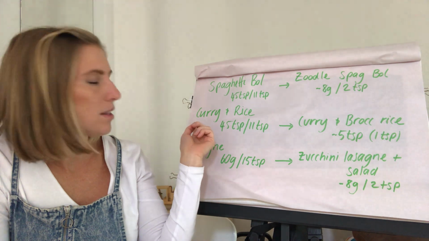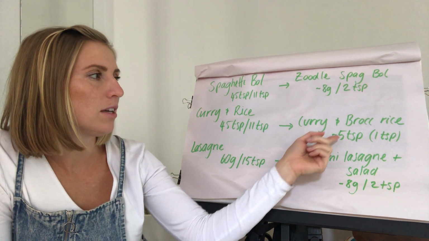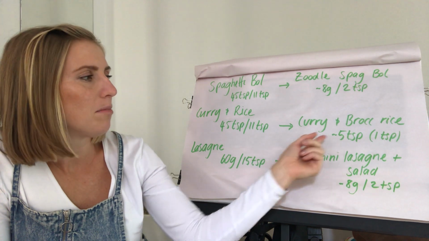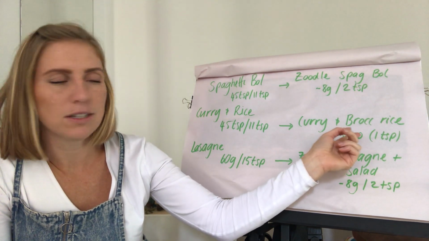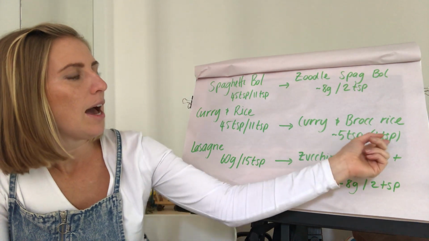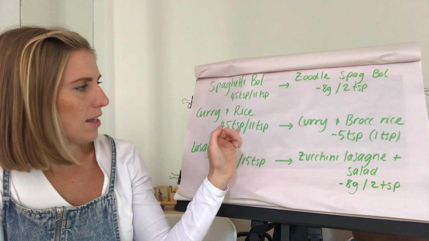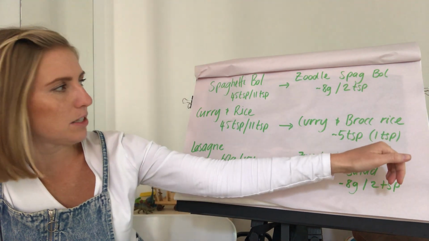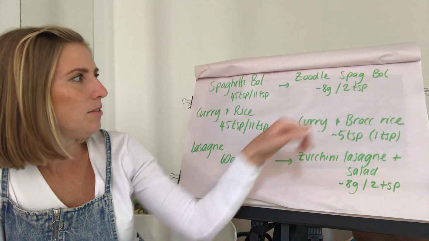And again, with the rice, changing regular rice over to cauliflower rice or broccoli rice, that's dropping it down to about 5 grams, which is about 1 teaspoon. And so you can see there, 11 teaspoons down to 1 teaspoon, and 11 teaspoons down to 2 teaspoons. Like, that's a significant amount.